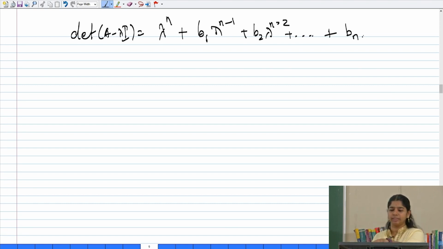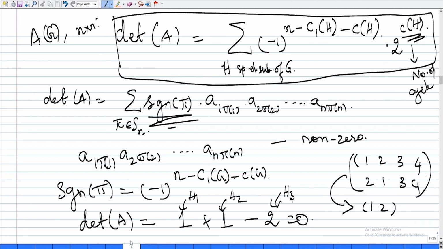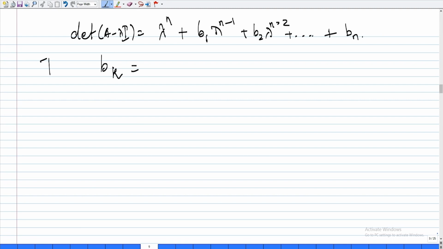Here you just see the characteristic polynomial, I have rewritten it. In the previous place I was writing it in the reverse order, now I am just writing it so it is easy to represent. So, if you look at these coefficients bk, we know each of these bk is nothing but the sum of all principal minors, right. So, how can I connect this with the formula over here?